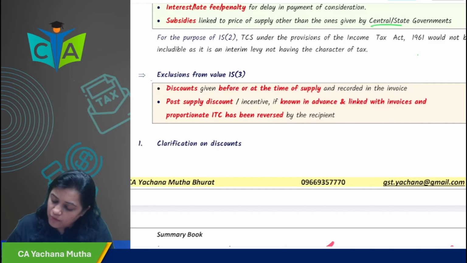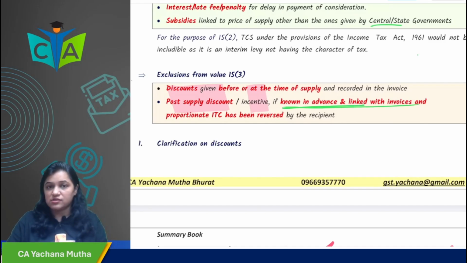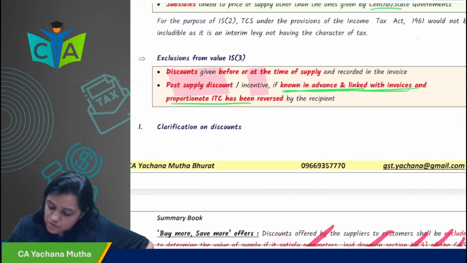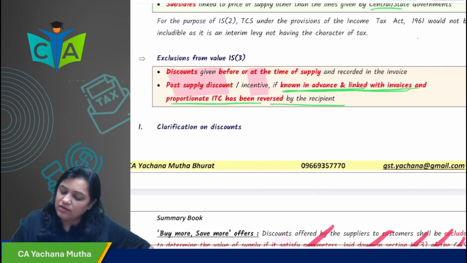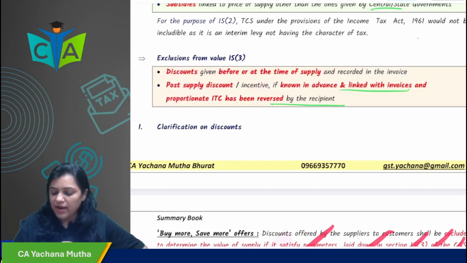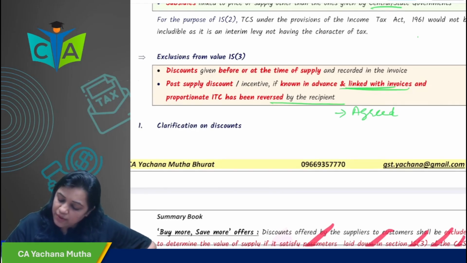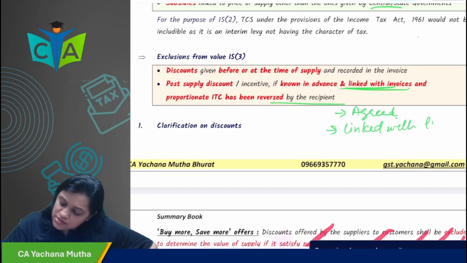Post-supply discount. Regarding post-supply discount or incentive, if known in advance and linked with invoices, and proportional ITC has been reversed by the recipient, then it is to be excluded. See, in case of post-supply discount, it should be known in advance. The terms should be agreed before. Okay, it should be an agreement. Then it should be linked with the invoices. It should be linked with relevant invoices.